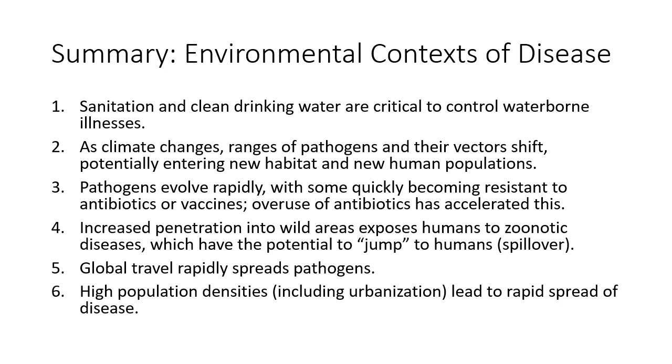And then number 6, high population densities, including those that come with urbanization, lead to rapid spread of disease. And we talked about that mostly in the context of animals and agriculture, but whenever you see high population densities, whether that is humans or animals or plants, know that disease can spread really, really quickly as opposed to when you have low population densities.